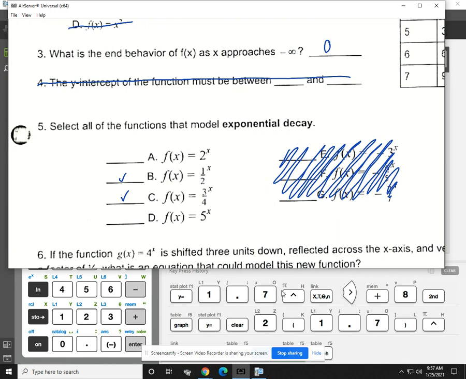On number 4 tomorrow, I know it says 5 here, but on 4, we marked out number 4. On number 4 tomorrow, this problem asks about which ones are exponential growth. So it's just the opposite. If this one had asked me growth, I would have checked A and D. It's just as easy to see.